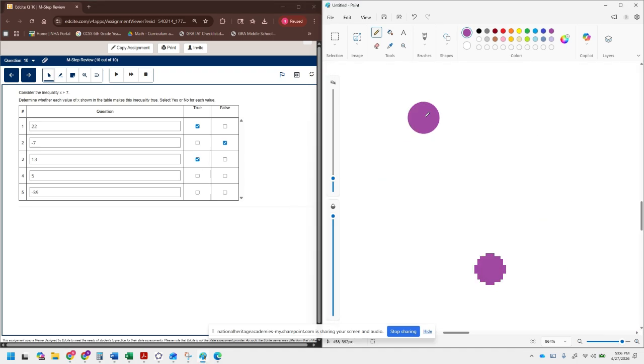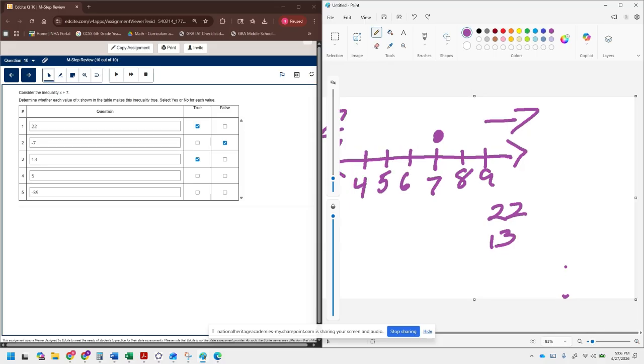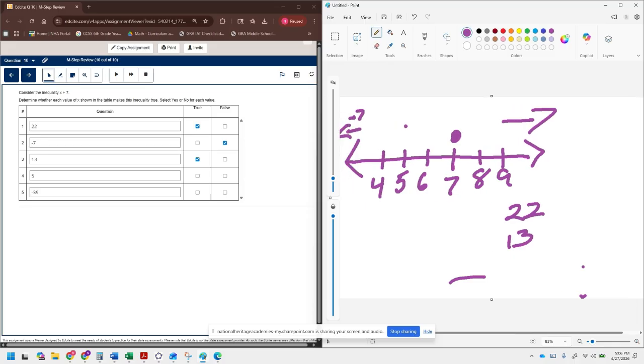Well, 5, whoops. Five is here, and well, that's not. That's on the left side, so that's smaller than 7. So that is not bigger. And then -39. Well, -39 is less than 0. 0 is less than 7, and so -39 is less than 7. So that's not true. And again, you got to get this all right. It's not, oh, I got one of them right. You got to get the whole thing right.